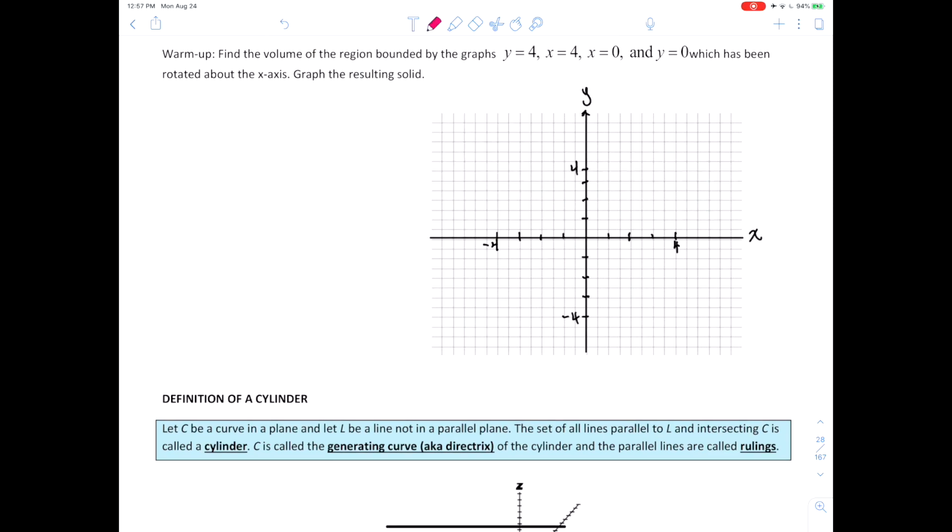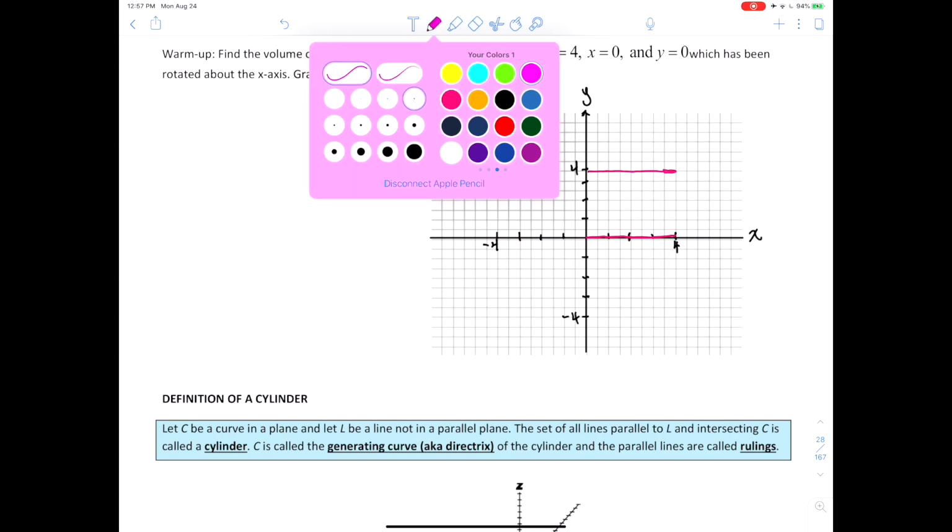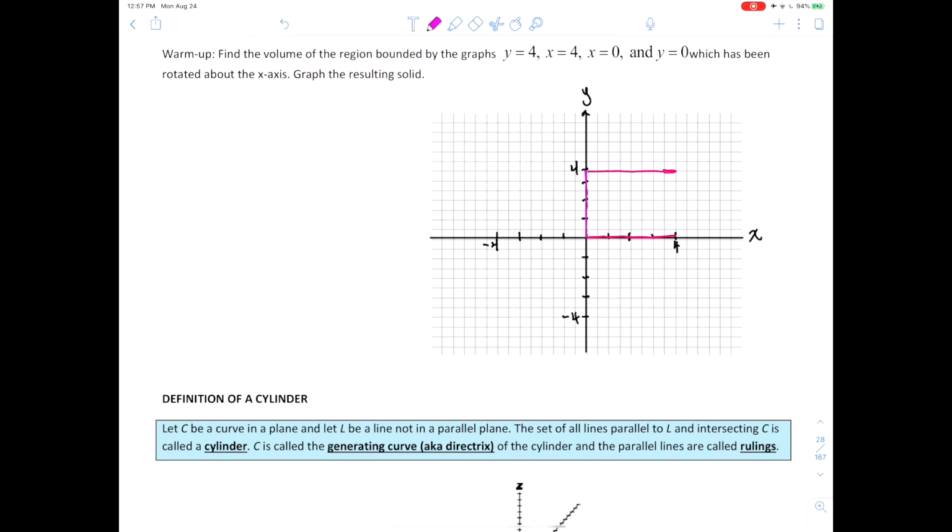So y and x are both bound from 0 to 4. So this would be our bound on y for the lower one, and this would be the upper bound on y. And then for x, it's going to be bound by these two segments. Cool so far? And then we've got our region here.